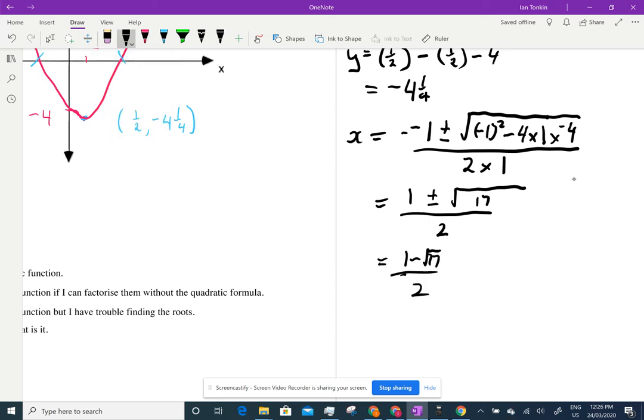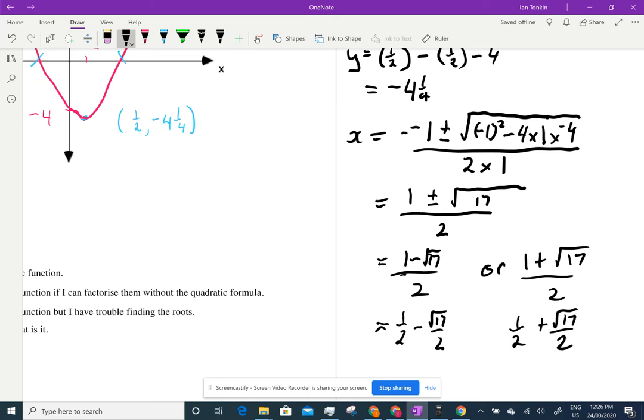Or 1 plus root 17 on 2. And that's good enough for me, if you write that. And when you think about it, I could split that. That's a half minus root 17 on 2, or a half plus root 17 on 2, which makes perfect sense because it's the same distance either side of the vertex.